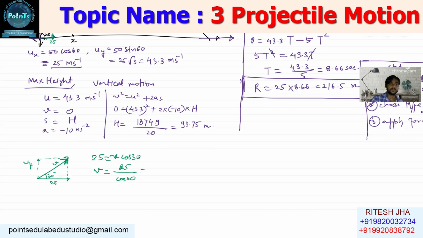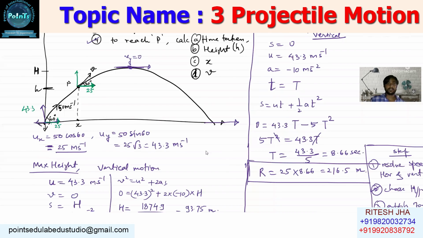Cos 30 is 0.866. 25 divided by that is 28.8. So this is 28.8 meters per second. Wait a second, 25 over cos 30, what's that coming out to be? Yes, that's 28.8. Now Vy, how will you calculate Vy? That is V sine 30. 28.8 sine 30 is 14.4 meters per second. So we got the vertical velocity.